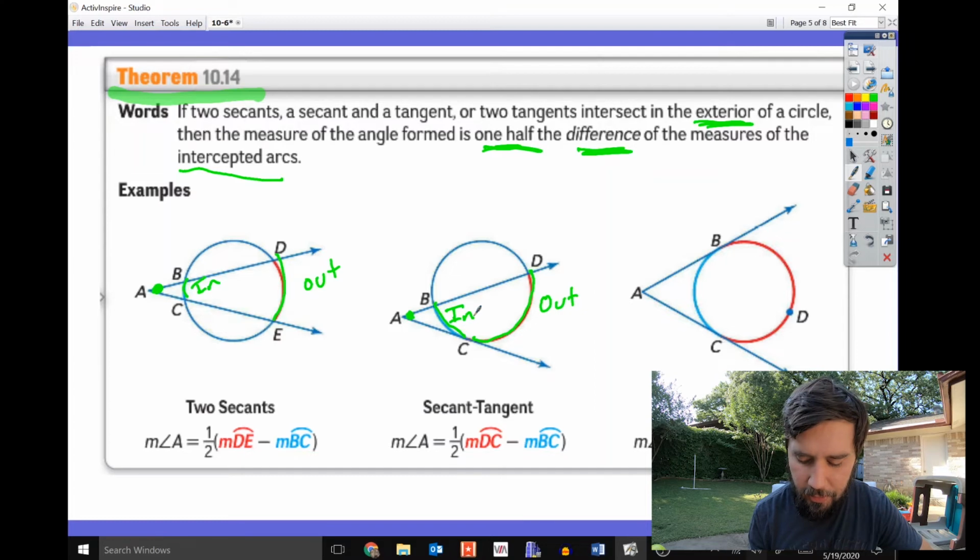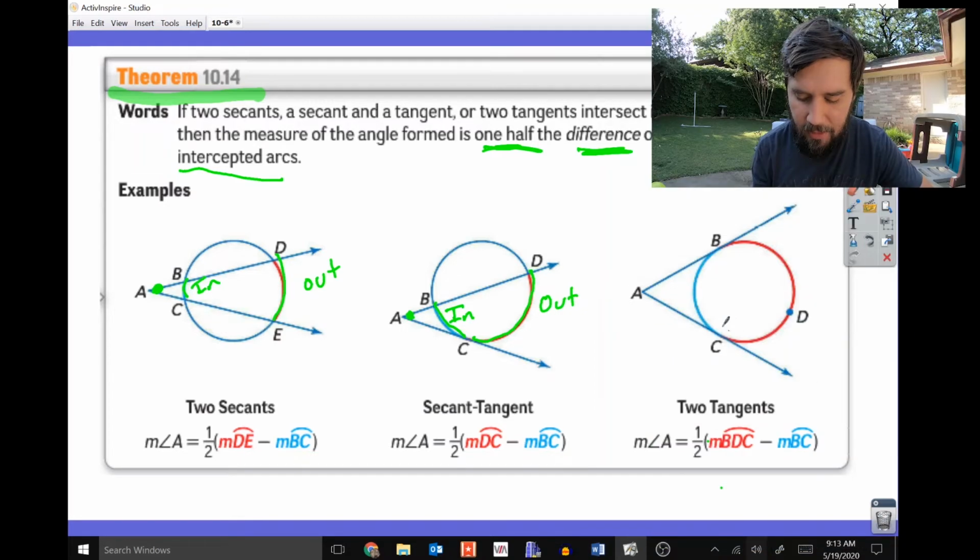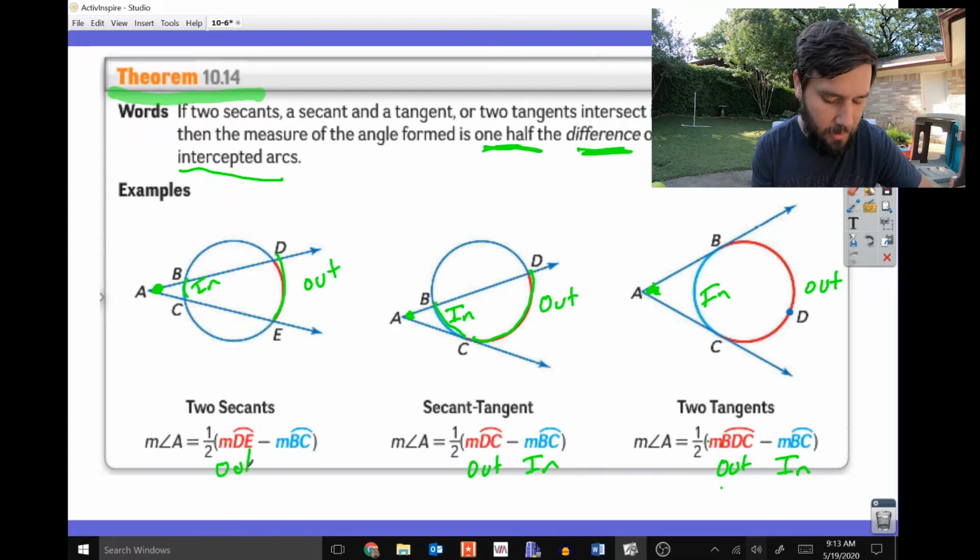And then we have one more scenario here. We have 2 tangents. Both of these lines are tangents, and this angle here is still 1/2 the difference of the outside arc minus the inside arc. Arc BDC minus arc BC here. So it's always the outer arc minus the inner arc. The outer arc minus the inner arc. The outer arc minus the inside arc.